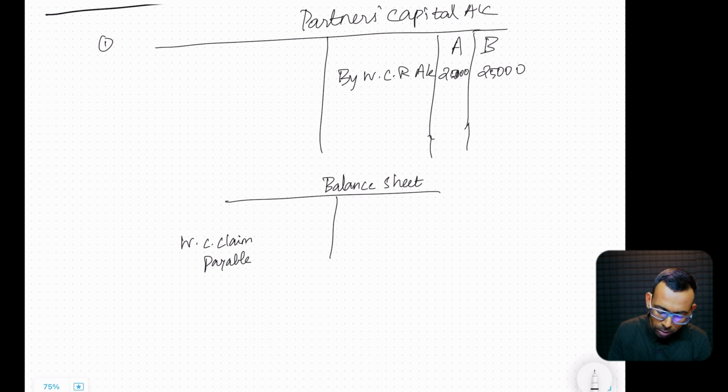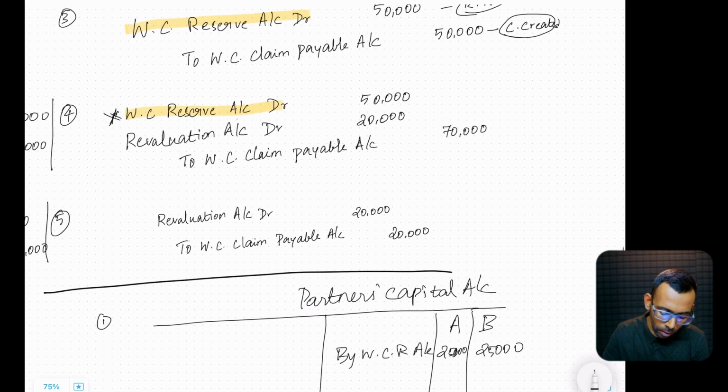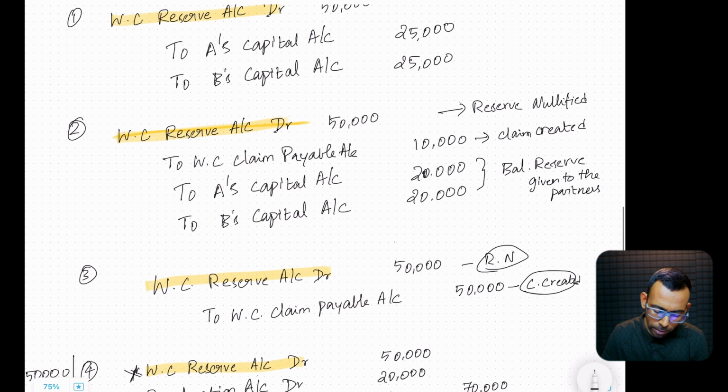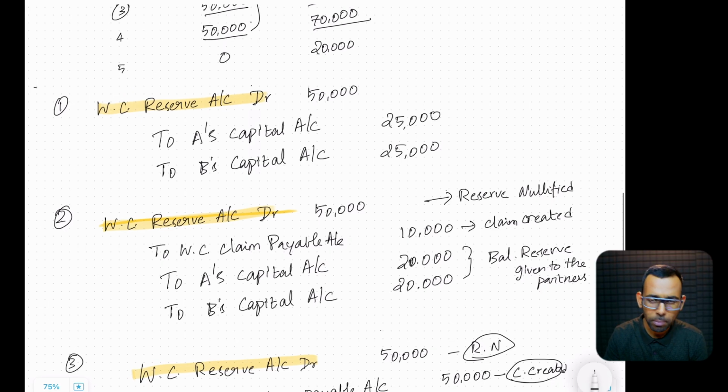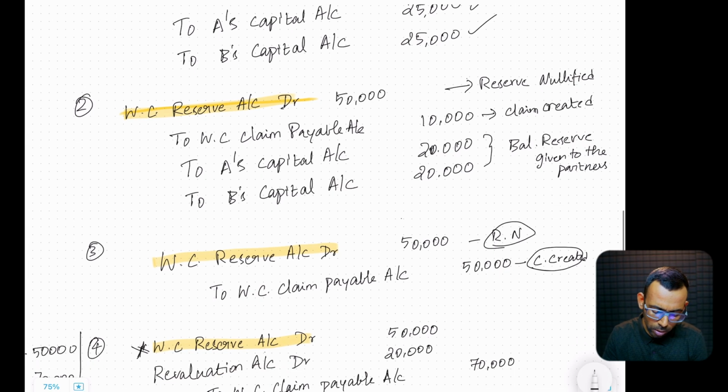So the ledger portion will generally come only when money has been transferred to partners' capital. Ledger-wise, what will you prepare? You are not required to prepare the workman reserve ledger. You are required to prepare the partners' capital account, so in this situation you will have something to post in the ledger account. And you are also not going to prepare the workman claim payable ledger. Nobody is asking you to prepare it.